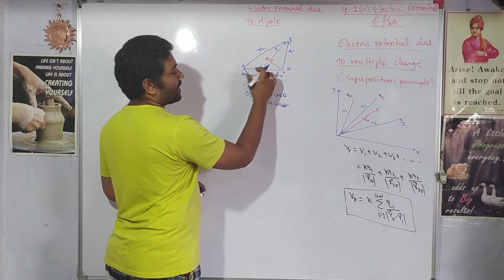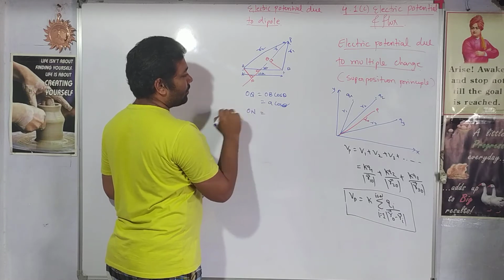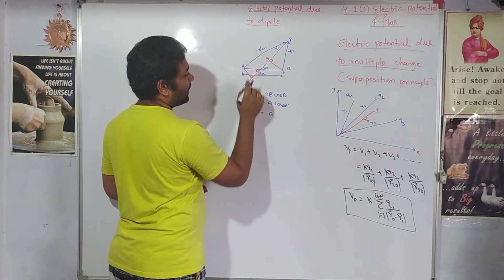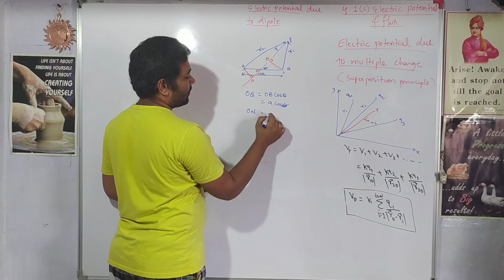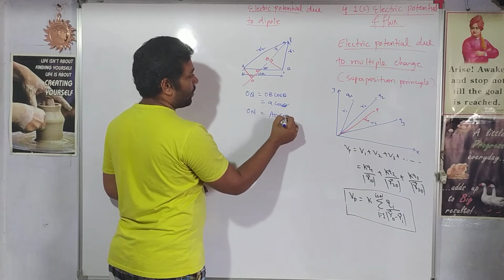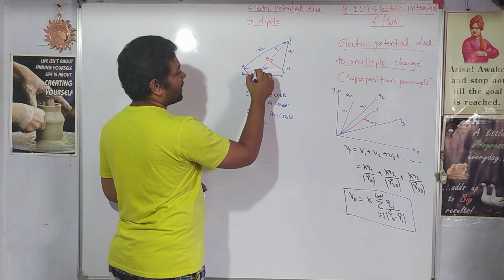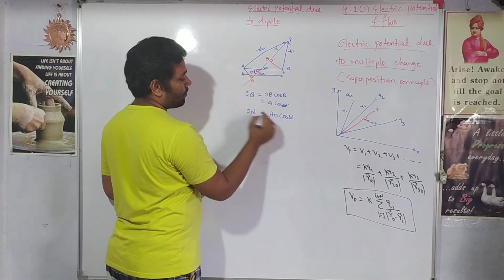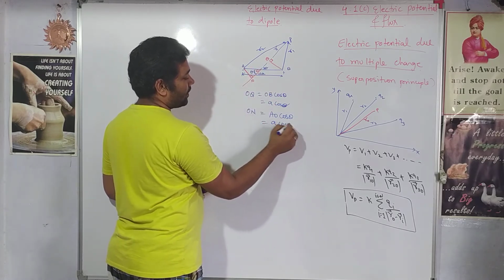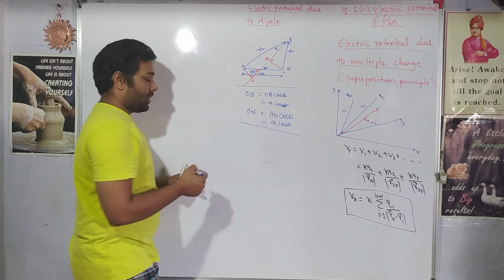Similarly, what will be the distance OM? Distance OM will be equal to OA cos theta, right? This angle is theta, so this angle will also be theta. So it will be A cos theta. These are the two distances we got from the geometry.